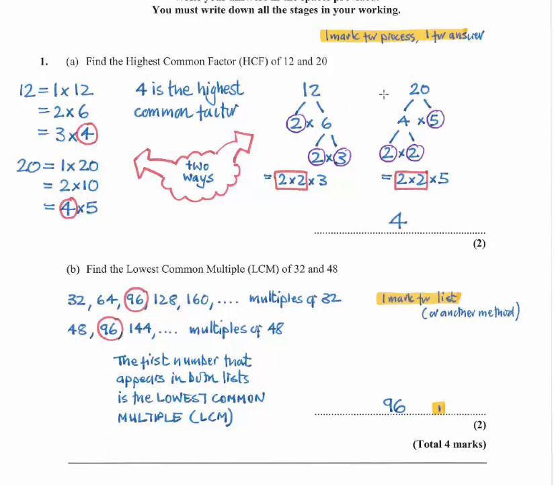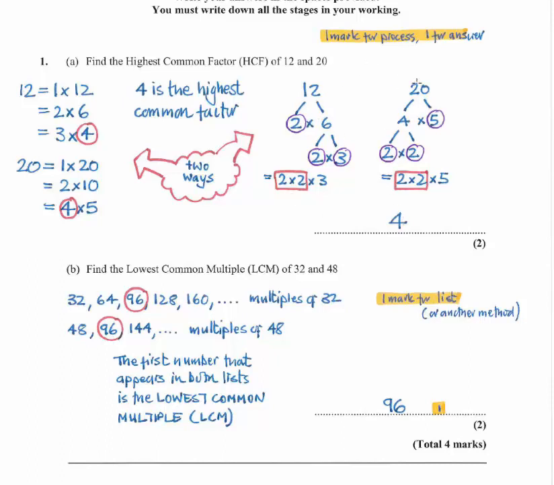Another way of doing it is to break the number down into its prime factors. So 20 is 4 times 5, and then 5 is a prime number, so I leave that circled, and now I break 4 into 2 times 2. So 20 is 2 times 2 times 5. And 12 in the same way is 2 times 6, and 6 is 2 times 3, so 12 is 2 times 2 times 3. And you can see that they've both got 2 times 2 in them, which is 4.